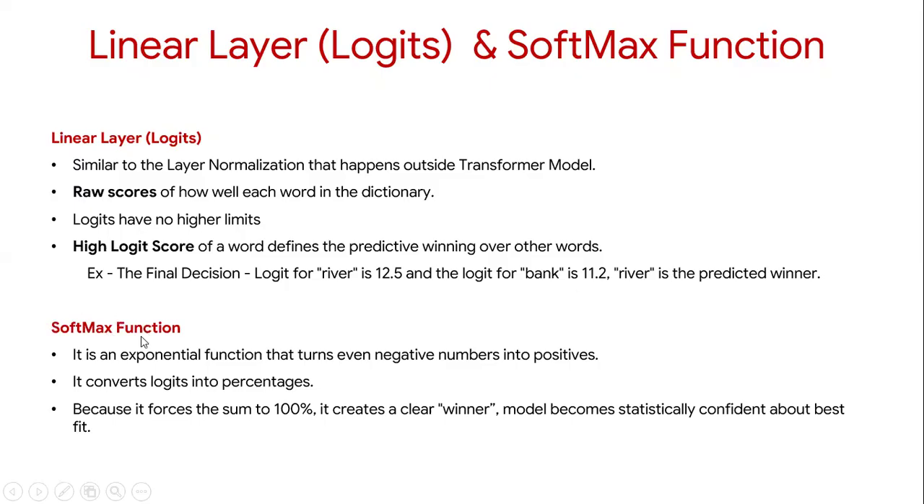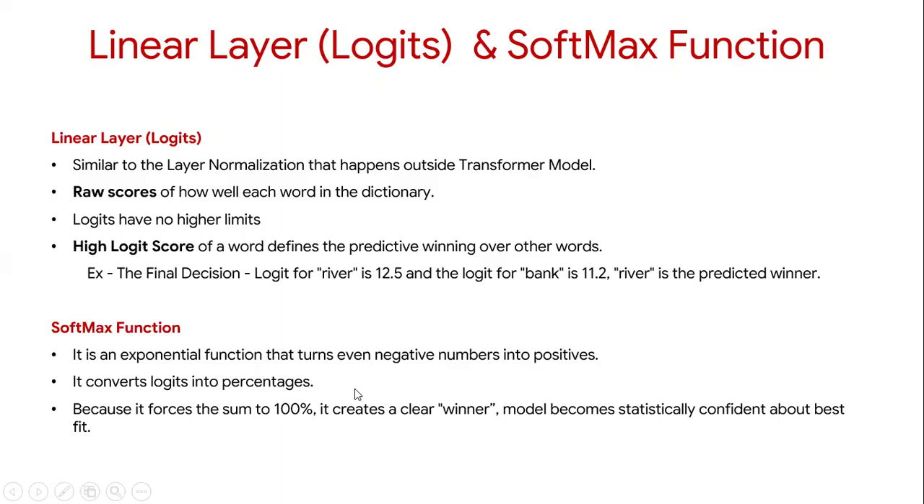The softmax function is an exponential function that turns every negative number into a positive number. It converts the logits into percentages. Even in the logits, we have some negative numbers, so to avoid this, we have the softmax function. Since it is an exponential function, even a negative value gets converted into a positive value with minor decimal points, because it forces the sum to 100%.